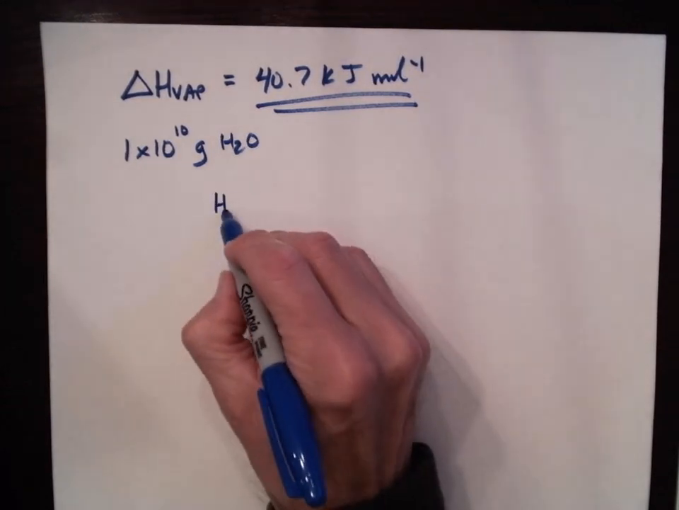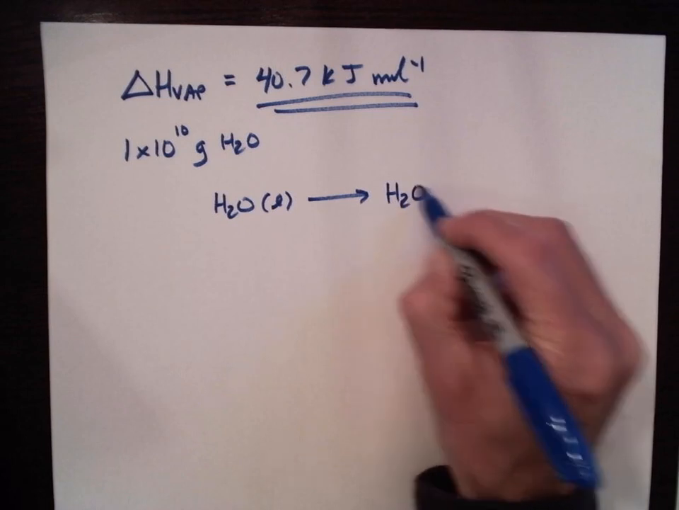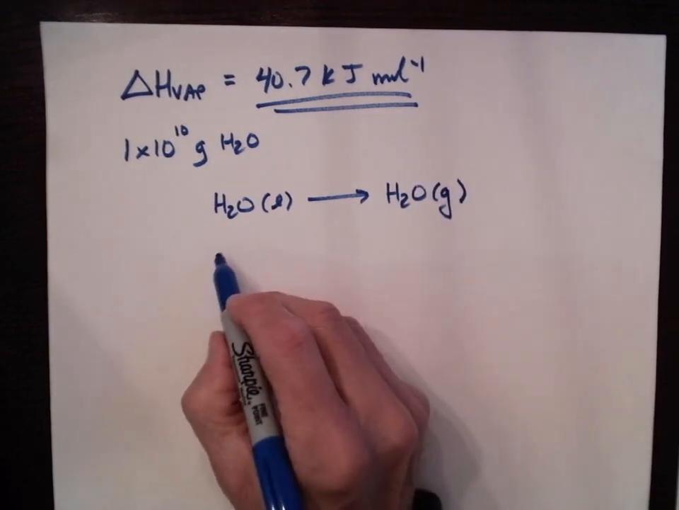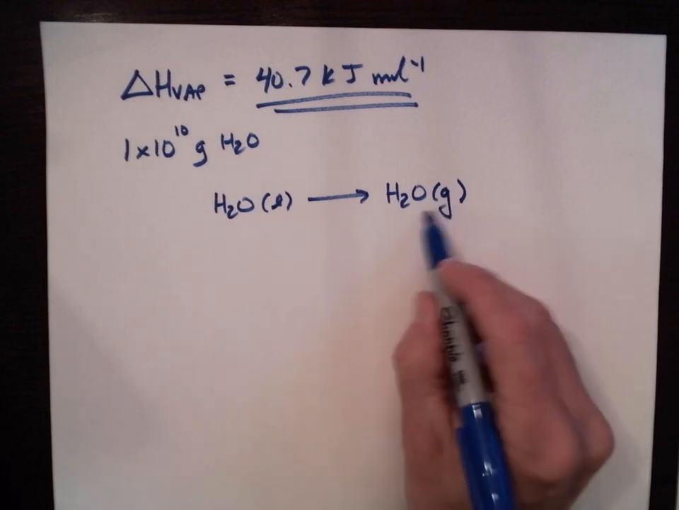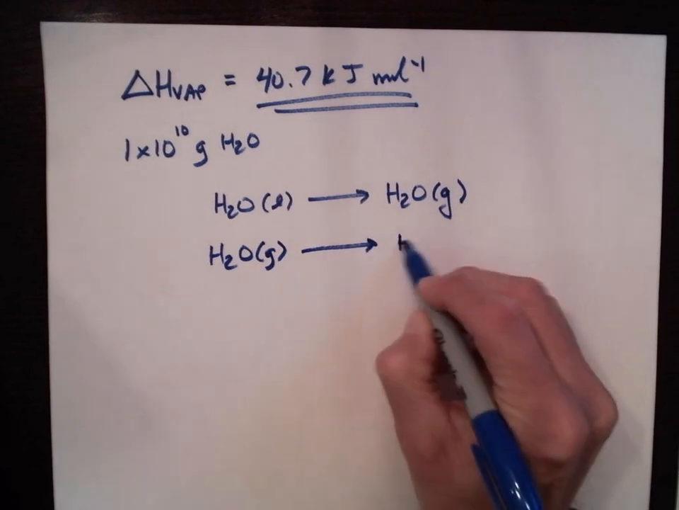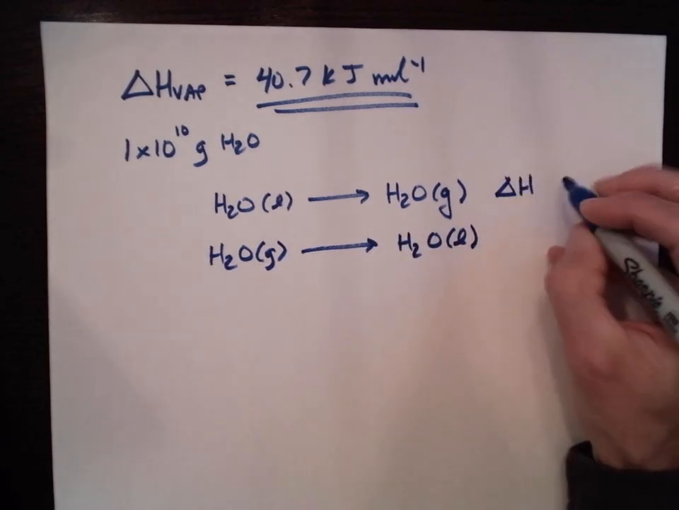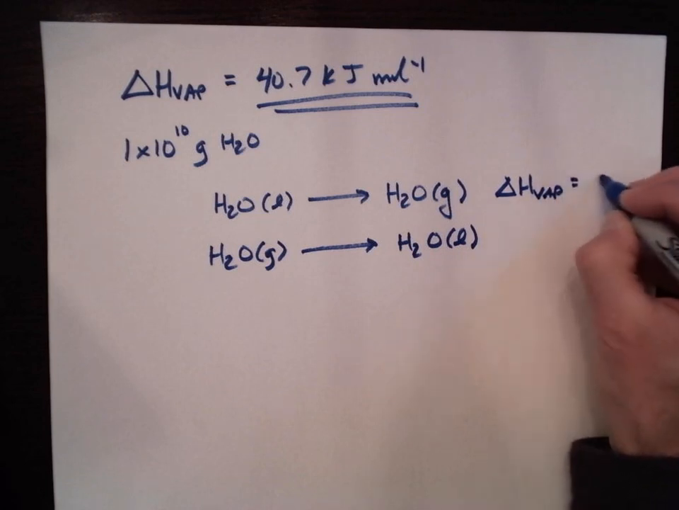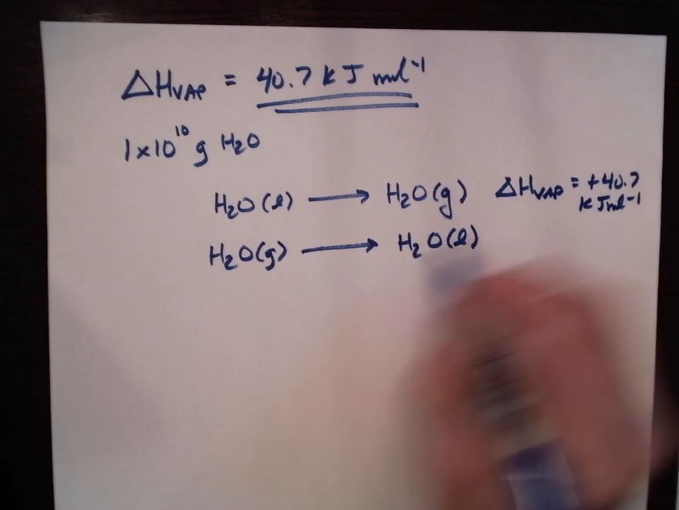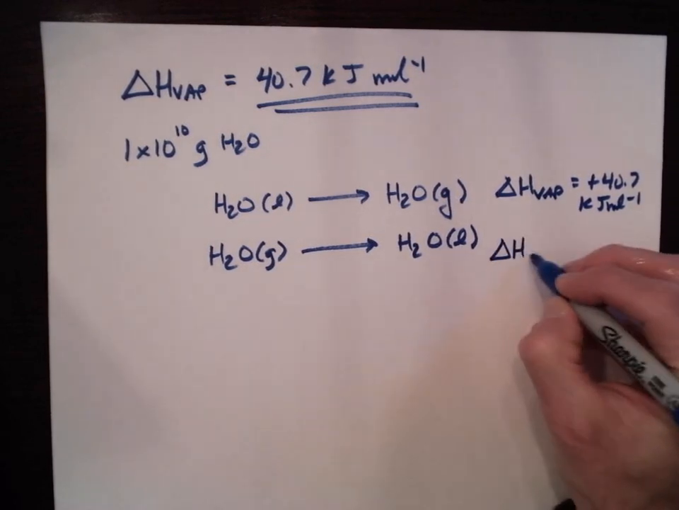Now, vaporization is liquid water going to gaseous water. And we've got to remember that in our problem, we're condensing gaseous water out of the air into liquid droplets. So while the enthalpy of vaporization is what we're given, that's a positive 40.7 kilojoules per mole, our enthalpy of condensation is going to be the opposite of this. So this will be the energy released.